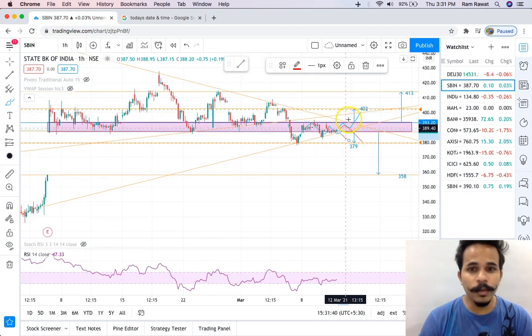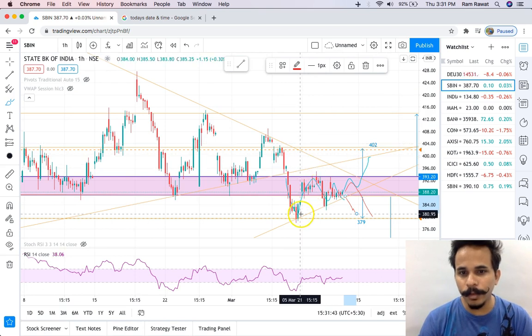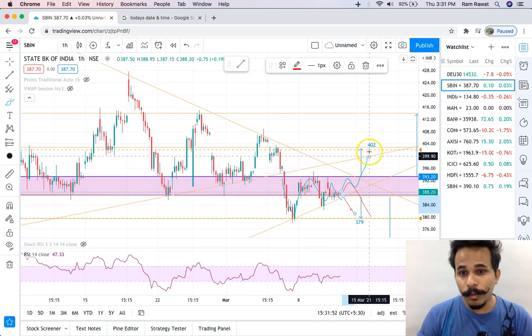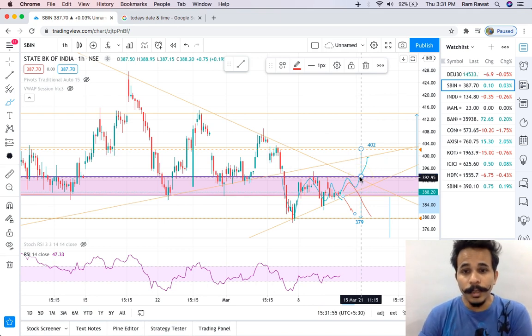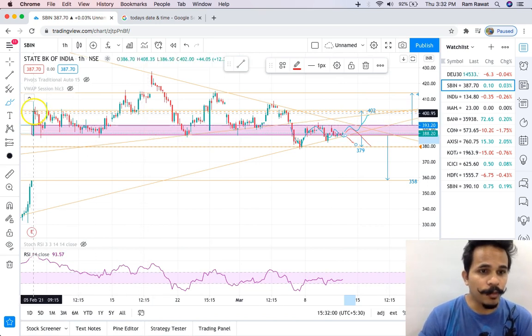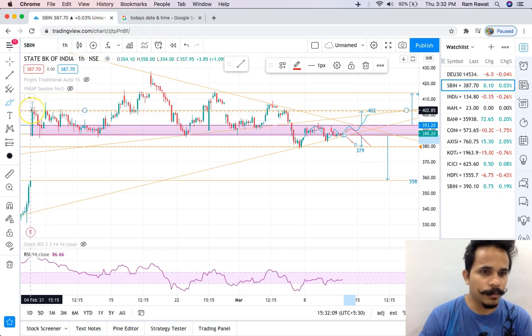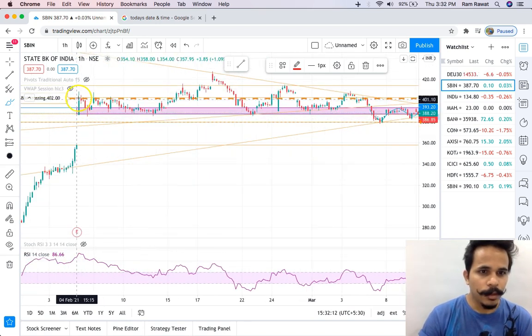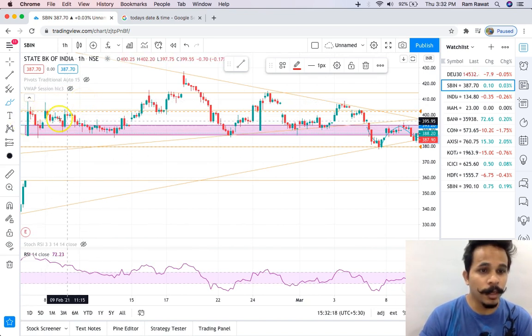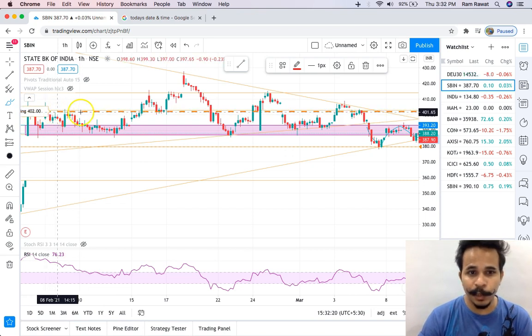So why 402? See, if I talk about selling the stock, there is a target of 379 because this is the lowest of the stock in the last 30-40 days. But when we talk about the buying of the stock, why 402? If you look closely, there was a rise of price up to this level, around 401, 402. It got the resistance, it came down. I'll just zoom in. It got the resistance and came down, got the resistance, came down. So this is a strong resistance, I would say.